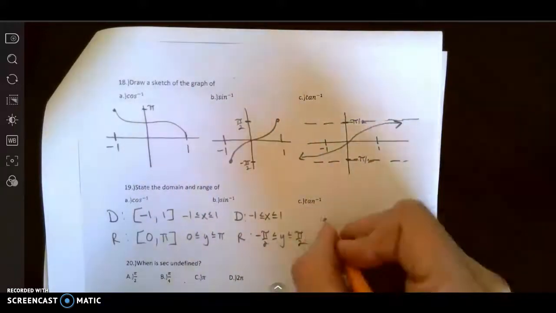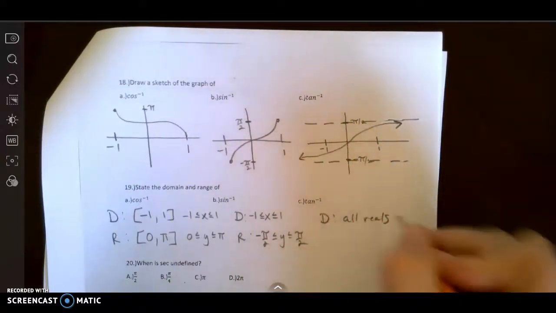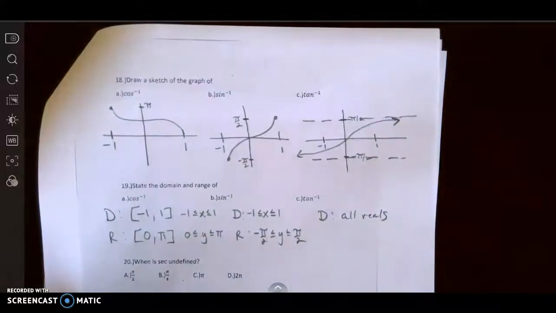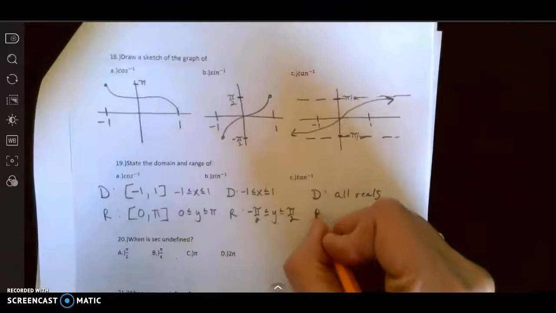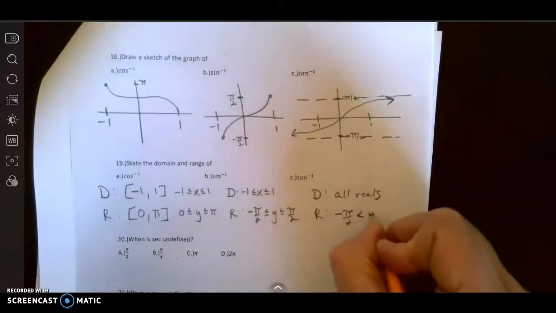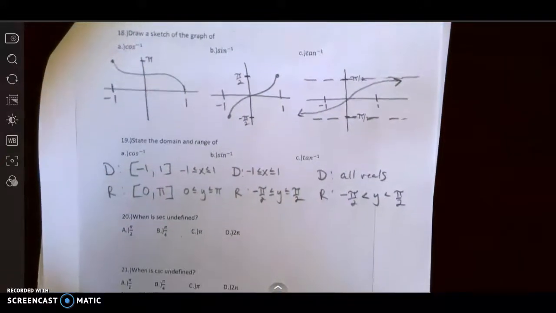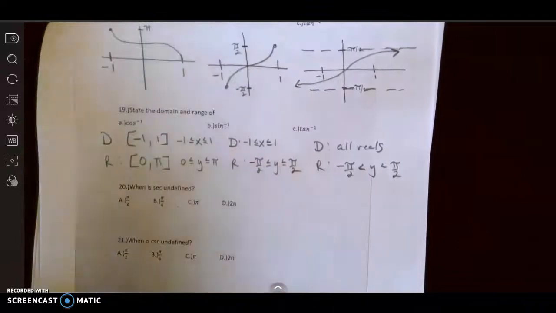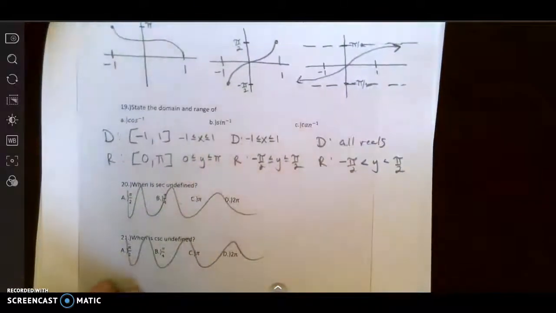For a tangent, my domain is all reals. You can look at that graph and see that in both directions for x, it goes forever and ever in both directions. For the range, it goes from -π/2 to π/2. But notice I didn't put the equal signs because there's asymptotes there. And then 20 and 21, we're skipping. And we've got 22 left.